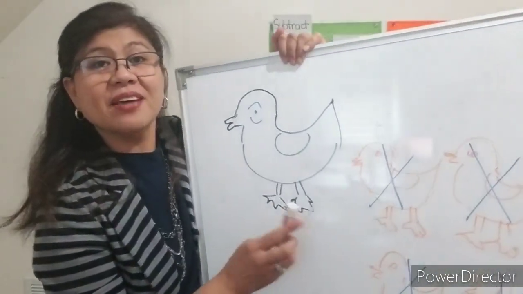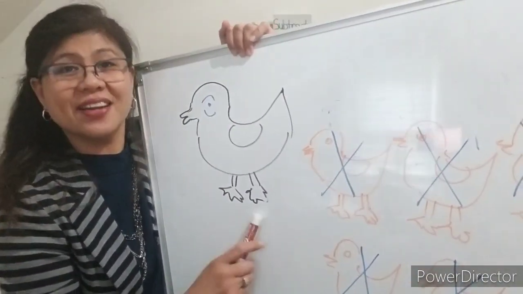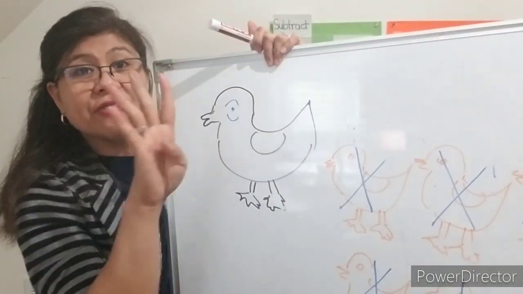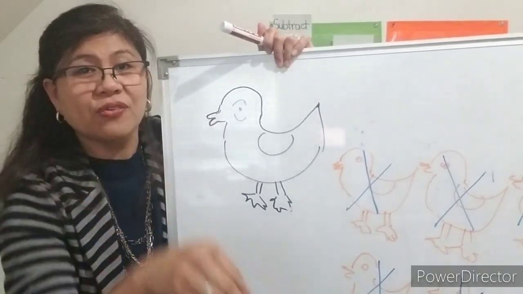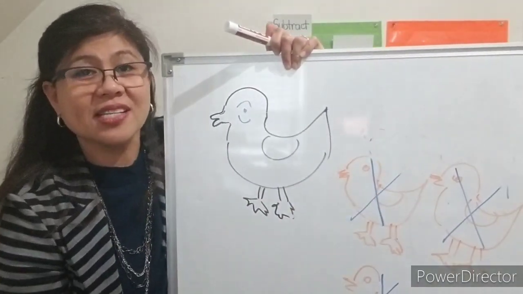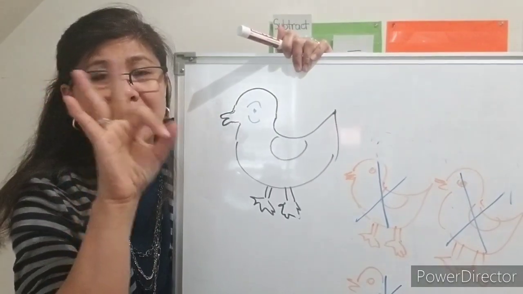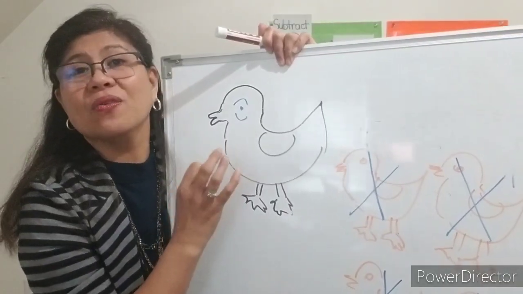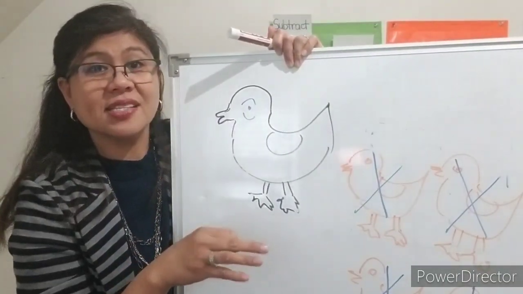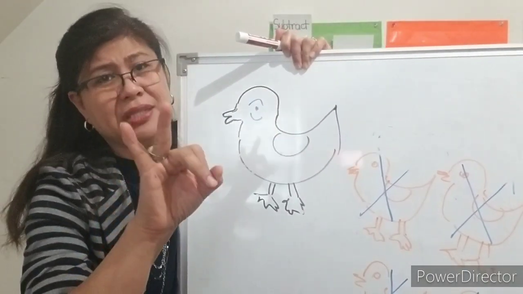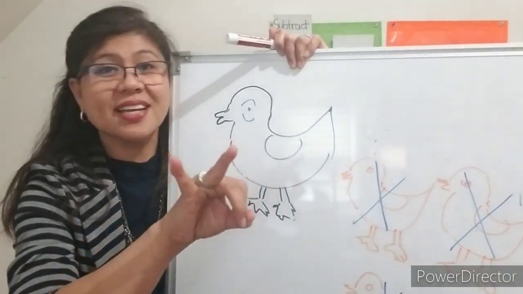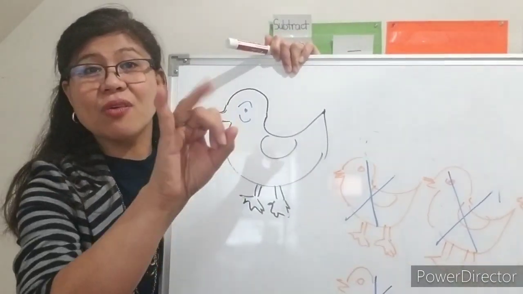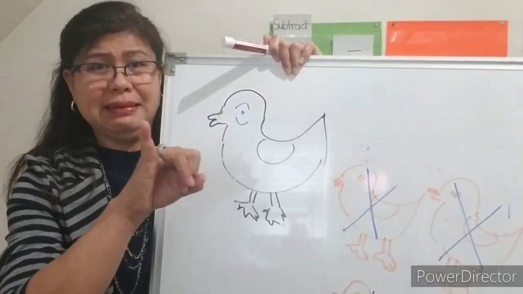5 little ducks came out to play over the hills and far away. Mother duck said quack, quack, quack, quack, but only 4 little ducks came back. 4 little ducks came out to play over the hills and far away. Mother duck said quack, quack, quack, quack, but only 3 little ducks came back. 3 little ducks came out to play over the hills and far away. Mother duck said quack, quack, quack, quack, but only 2 little ducks came back. 2 little ducks came out to play over the hills and far away. Mother duck said quack, quack, quack, quack, but only 1 little duck came back.